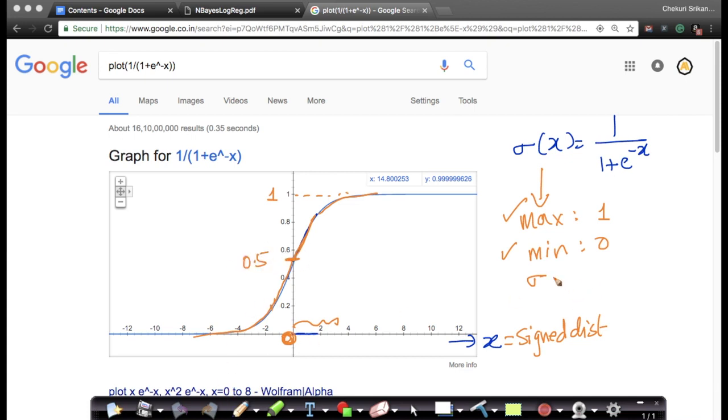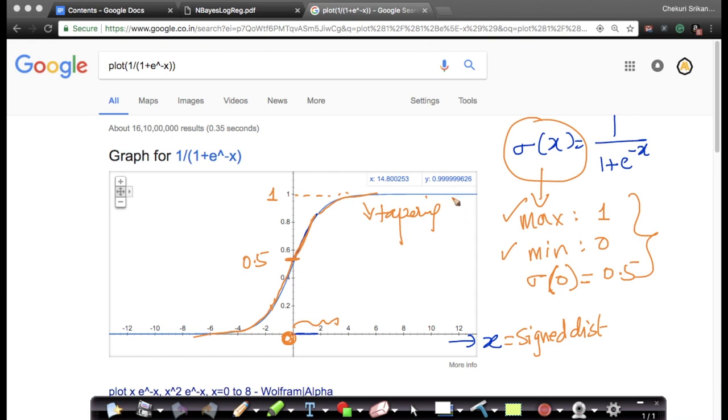Okay, so let's write down. Sigma of 0 equals 0.5. These are the properties of our function. This is called the sigmoid function. For the sigmoid function, the maximum value is 1, the minimum value is 0, sigma of 0 is 0.5, and when the value is small, it is almost growing linearly, but beyond that, it will taper off. So we have this tapering that we actually looked for.